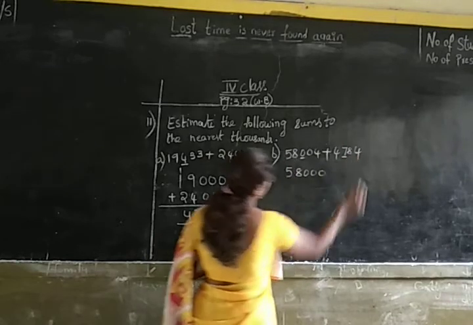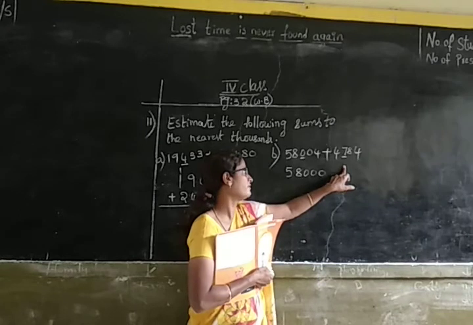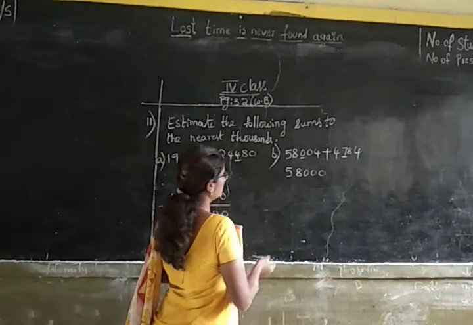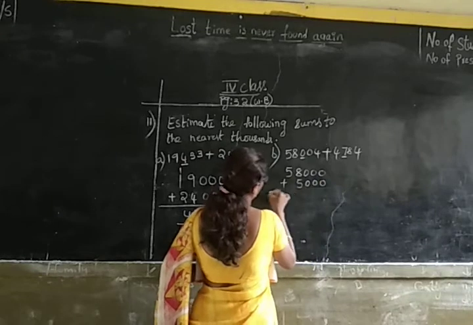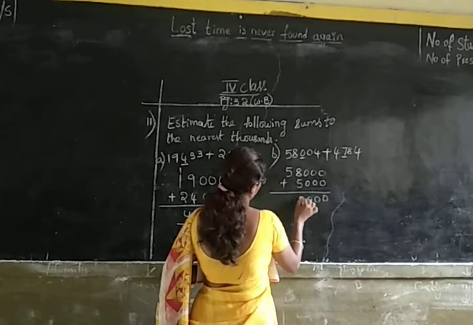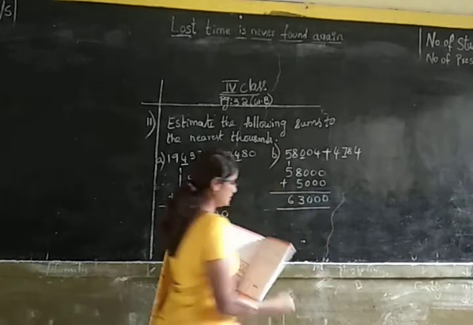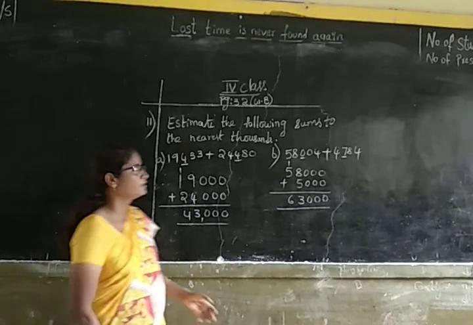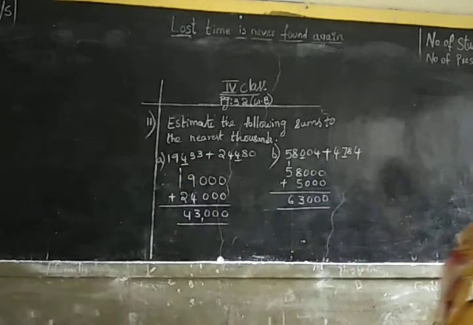Here in this number the digit at its hundreds place is 7. So if we add 1 to the next number, this will become 5,000. So we have to add these two numbers. 0, 8 plus 5 is 13, 5 plus 1 is 6. The answer is 63,000. You do the C sum for homework.